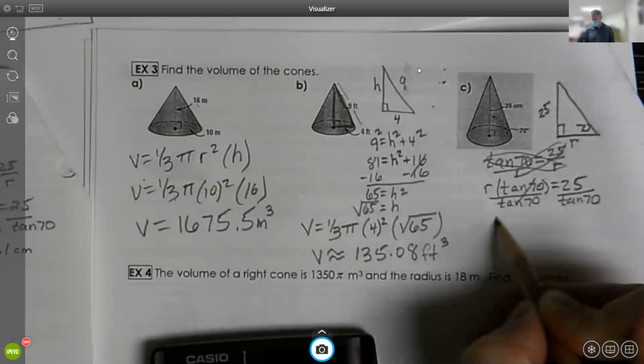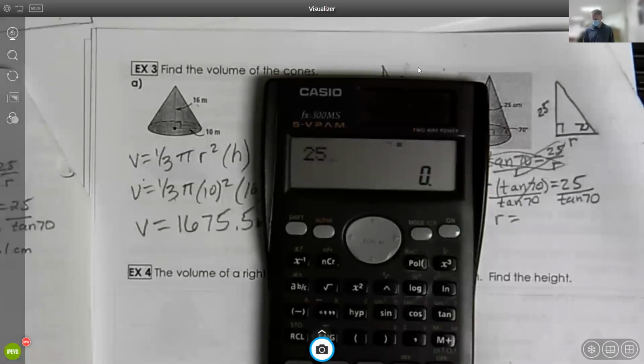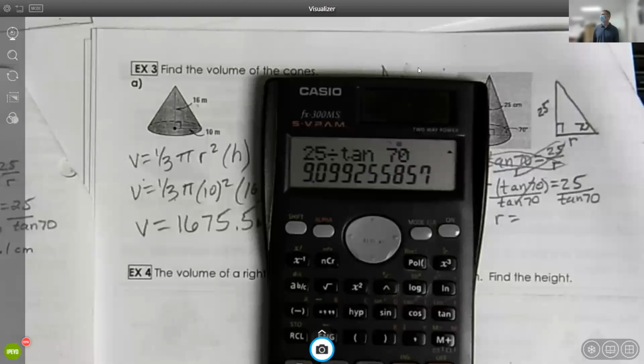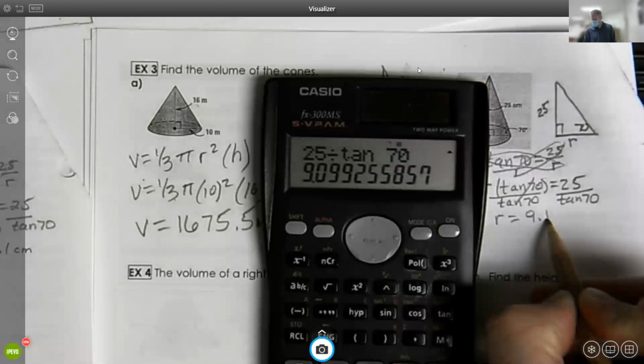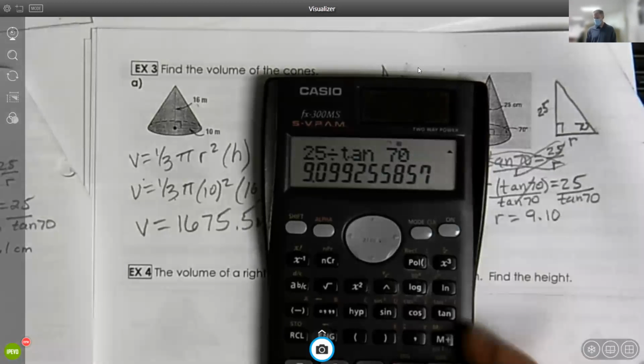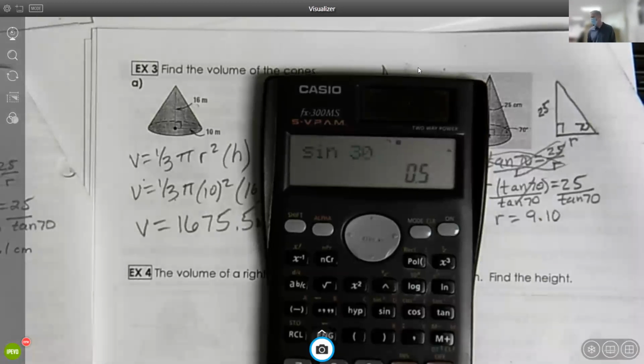So the radius equals 25 divided by the tangent of 70. You need to be sure you are in degree mode because you're typing in a 70, which is a degree. It's possible your calculator was in radian mode. If you're not sure which mode that you're in, this looks like it would be rounded to 9.10. You can do sine of 30 degrees and you should get 0.5.